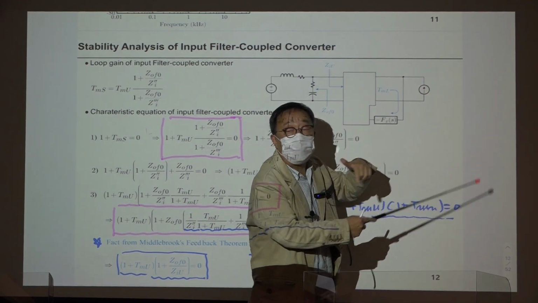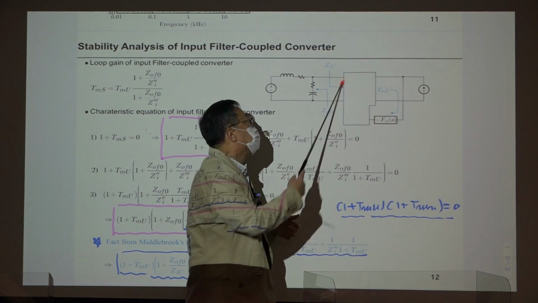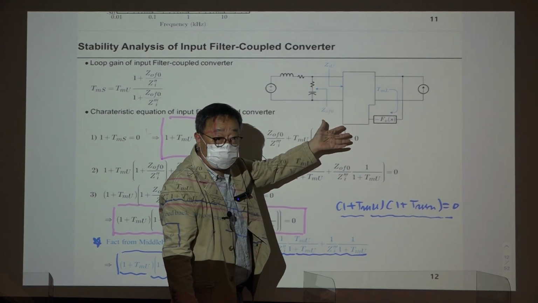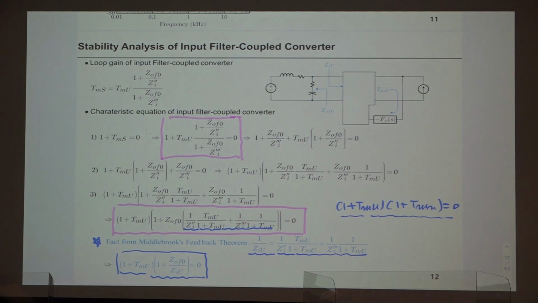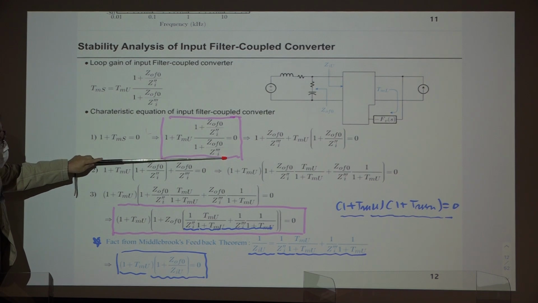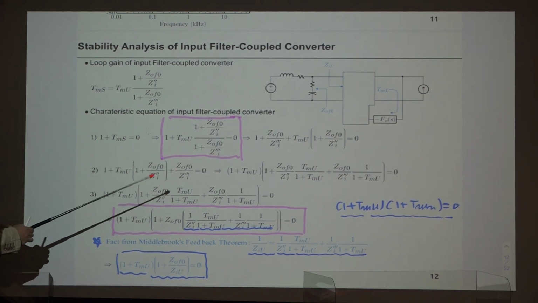But in here, the opposite is true. This converter can very easily become unstable. Okay, so we'll go through that. Okay, so this is the expression of loop gain of in-filter coupled converter. We went through this in the previous slide. So this is the case. Then characteristic equation of any system is 1 plus loop gain equals to 0, which is this.